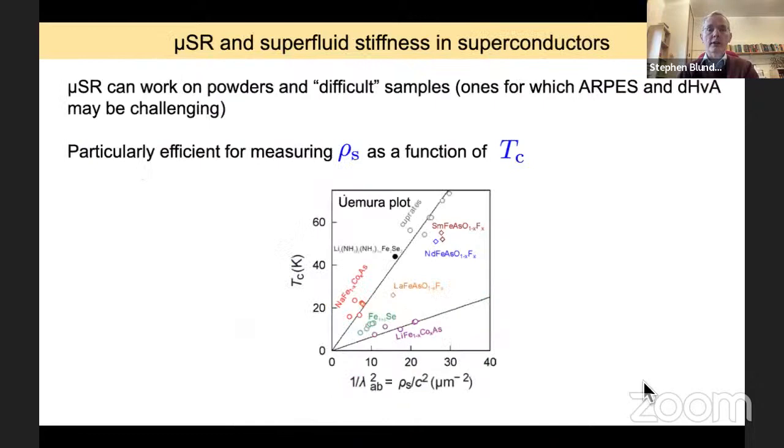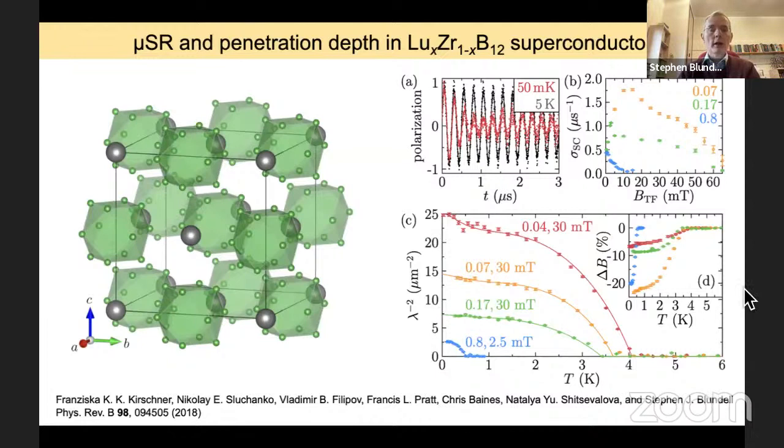So for example, the sort of thing that you can do is you can measure the superfluid stiffness related to the penetration depth as a function of the transition temperature. And this is something in a plot pioneered by Tomo Uemura in Columbia University. You can look at trends among superconductors. So this is just showing you some of the trends in some of the iron-based superconductors. These are just some measurements of the penetration depth as a function of temperature on some lutetium zirconium boride superconductors in collaboration with the Sluchanku group in Moscow.